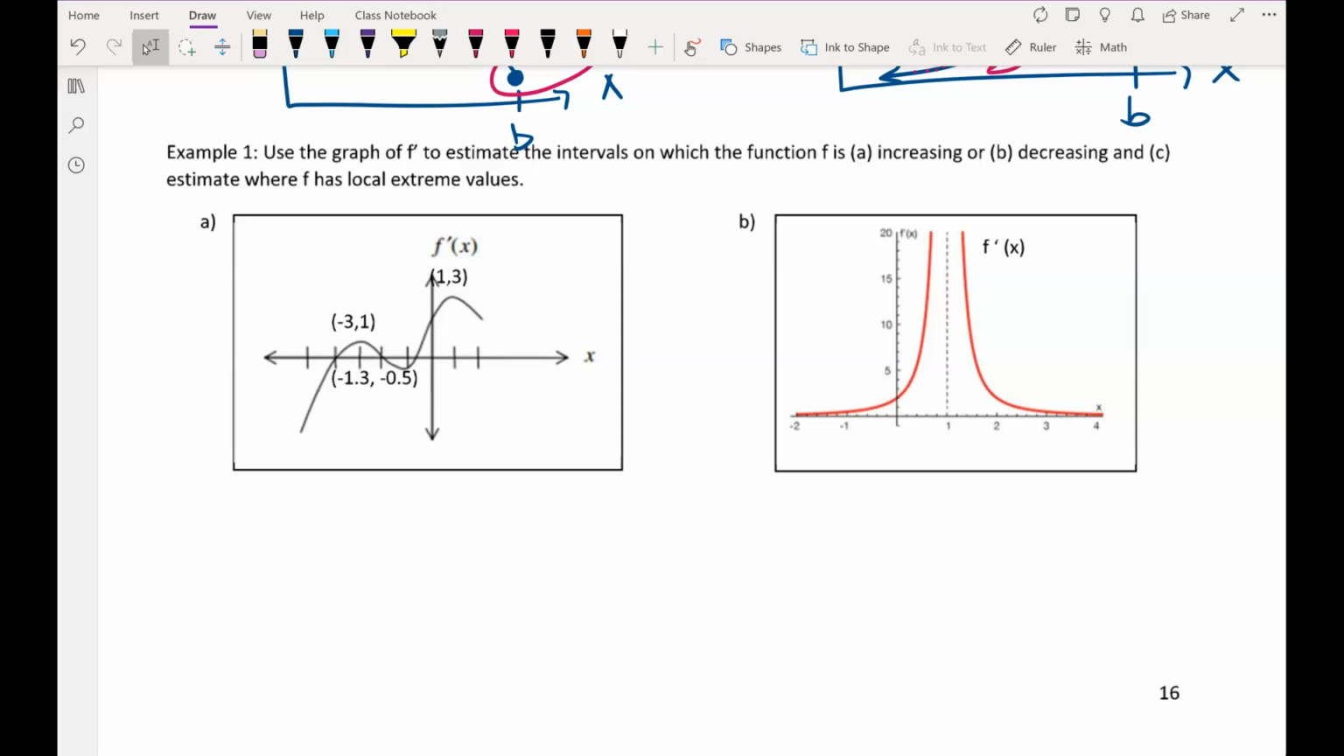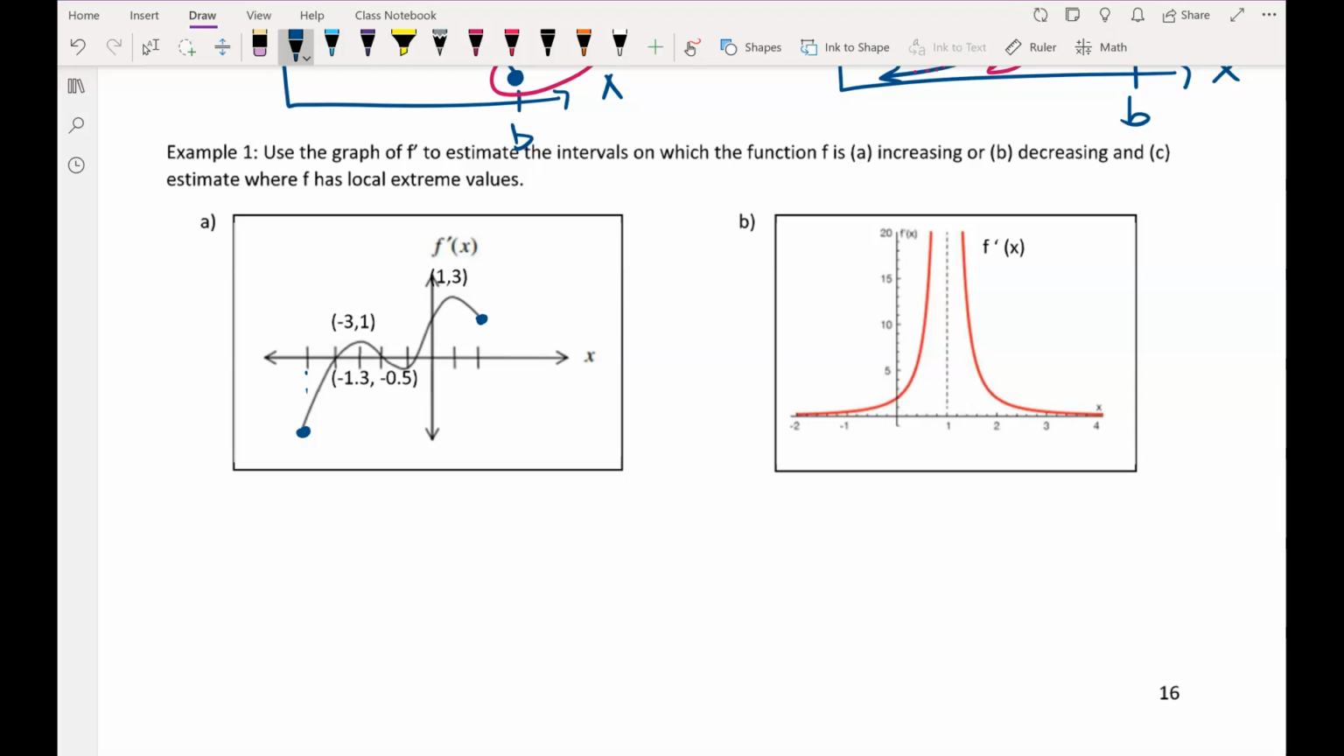Use the graph of f prime to estimate the intervals on which the function f is, part A, increasing, or part B, decreasing, and part C, estimate where f has a local extreme value. So for the sake of simplicity, can we close this dot up? Let's just say, here we go, and let's close that dot up, because I want to practice the closed endpoints here.